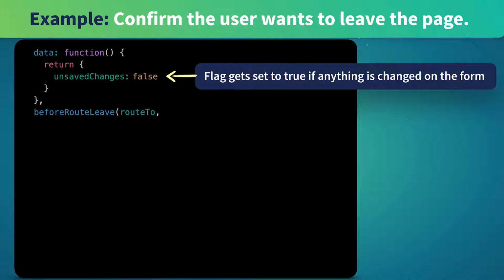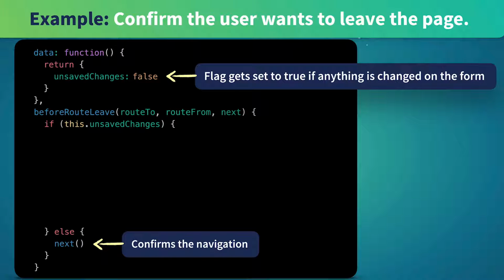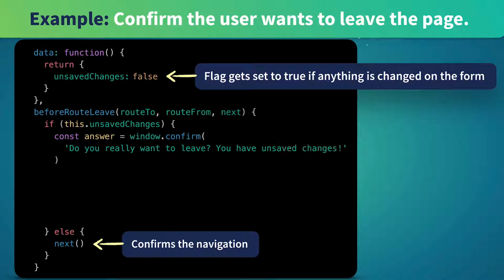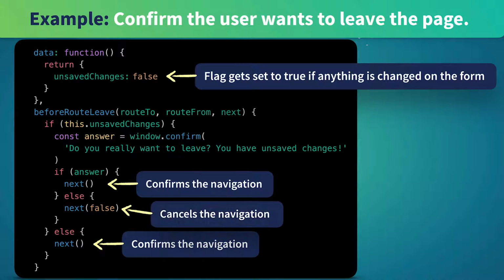Then we'll use the beforeRouteLeave navigation guard and check to see if unsaved changes is true. If it's not, we'll confirm the navigation away from the form. Otherwise, we'll call window.confirm. This will pop up a JavaScript alert which asks, "Do you really want to leave? You have unsaved changes." If they click on OK, answer will be true, and then we can confirm navigation away from this component. Otherwise, we'll call next false, which will cancel the navigation. Let's take a look at this in action.